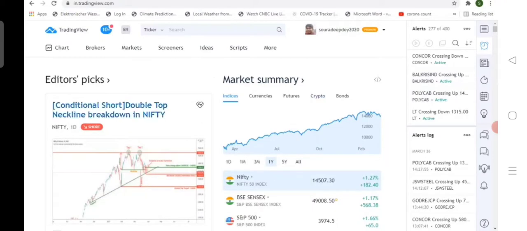It is a great tool that every professional trader should have, because you want to take trading as a profession. So with the free tools, you cannot do all this.